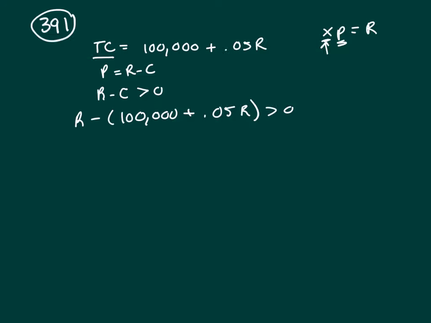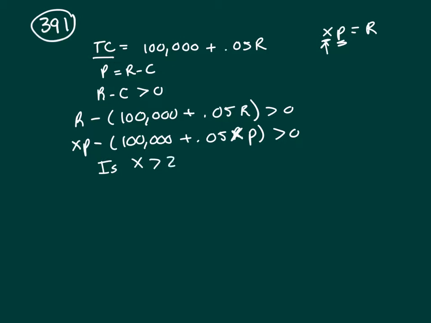So remember that R is also another name for it is X times P minus 100,000. This is all just given. R is X times P. It's greater than 0. And we're trying to figure out if X, if the number of units sold, is greater than 21,000. Is X greater than 21,000?